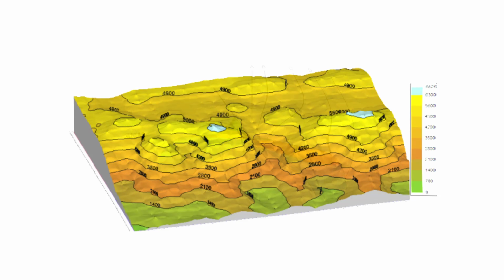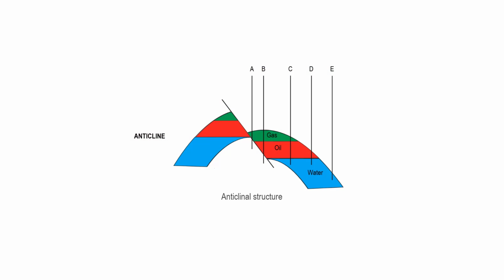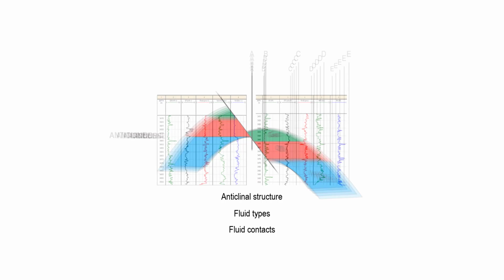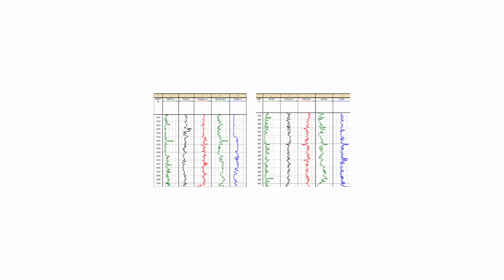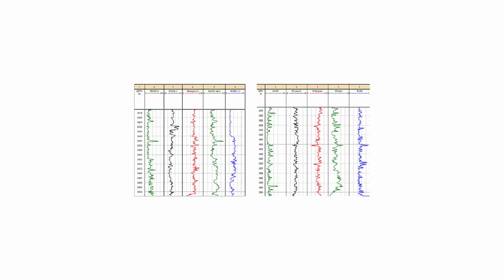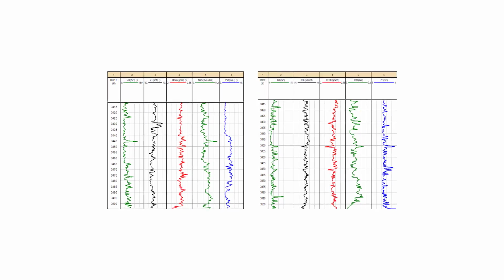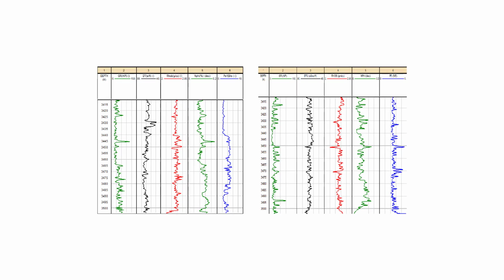In the last video, we discussed anticlinal structure, fluid types, and fluid contact. However, I have realized that there is a need for us to know how these fluid types are identified in hydrocarbon reservoirs using well logs. And I think it is important we start this video from how these well logs are acquired. So we can say this video is all about formation evaluation.